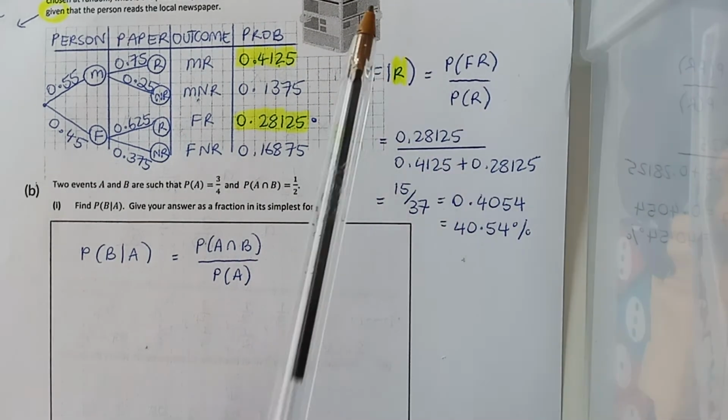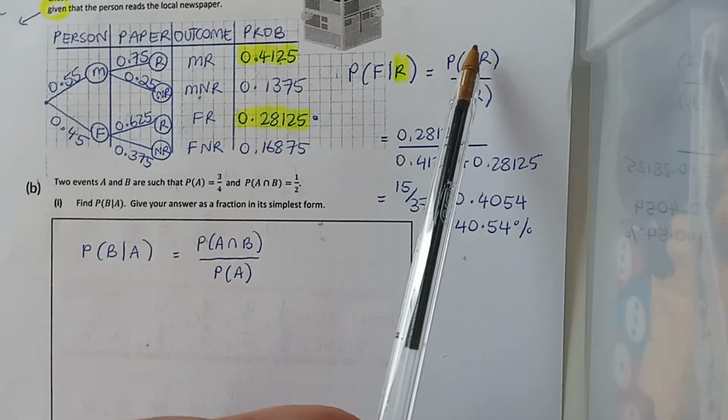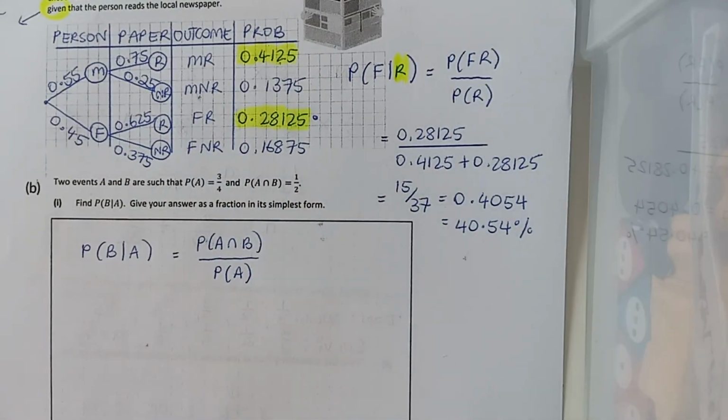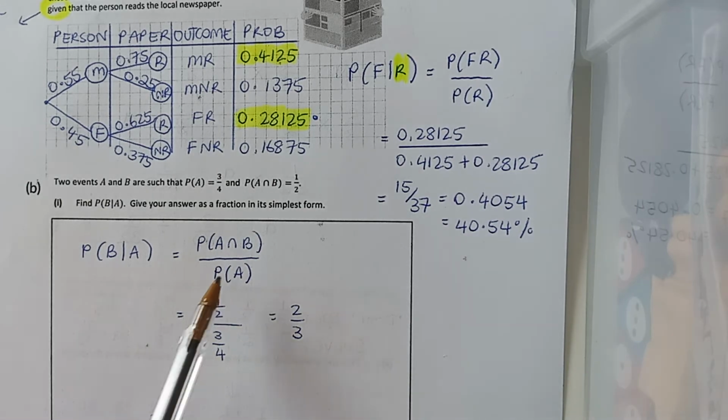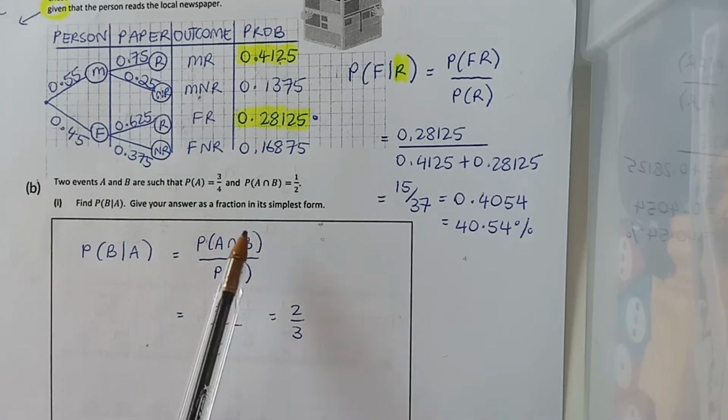I just didn't write in my intersection symbol here because I was reading it directly from the outcomes column. So we have all those values, so we can just plug them straight in. 1/2 over 3/4, and we get 2/3. We do need to be aware of this rule for calculating the probability of B given A.